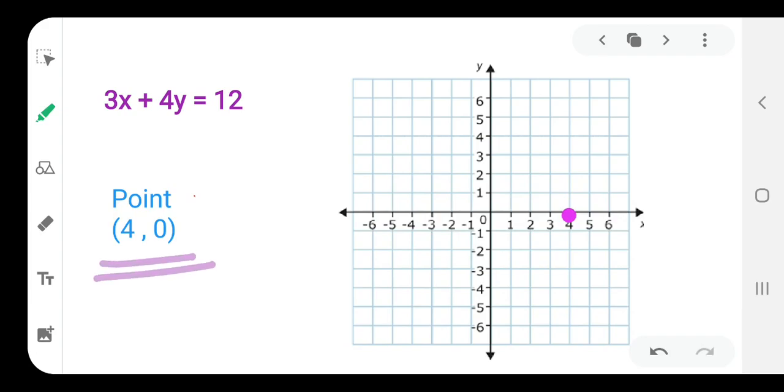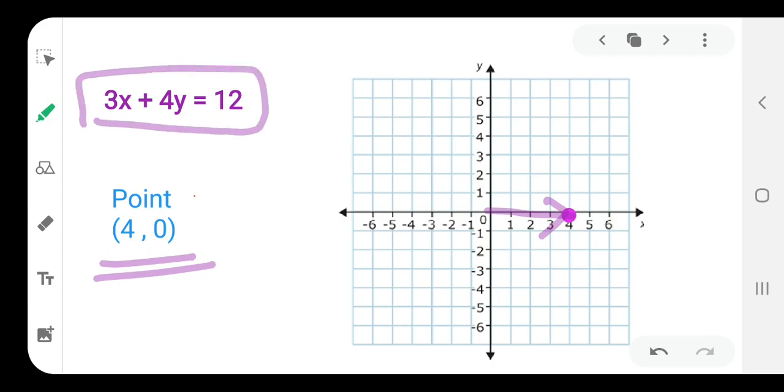Now when we plot x equal to 4 and y equal to 0, which means car has travelled 4 units and aeroplane has travelled 0 units, we get a point marked in pink color on x-axis which satisfies the given equation 3x plus 4y equals 12.